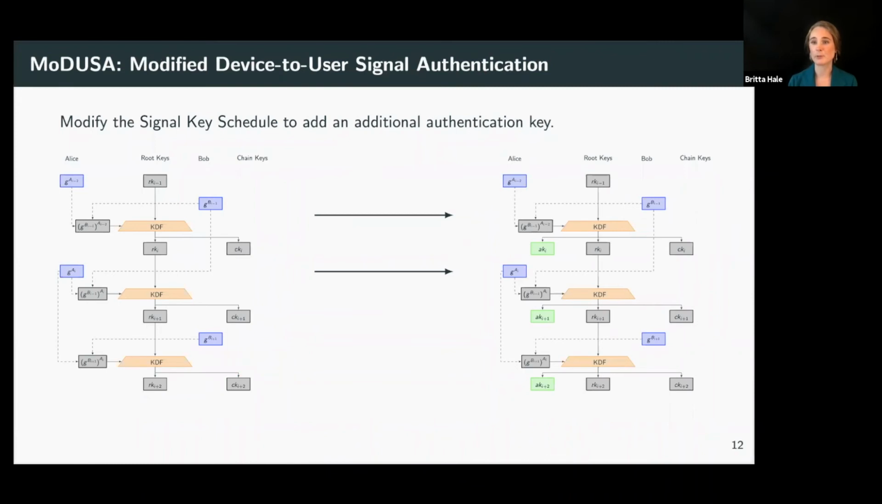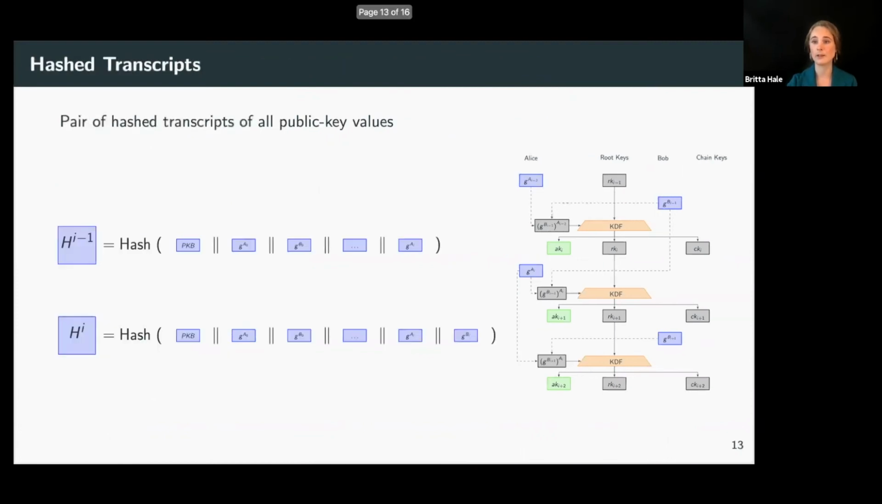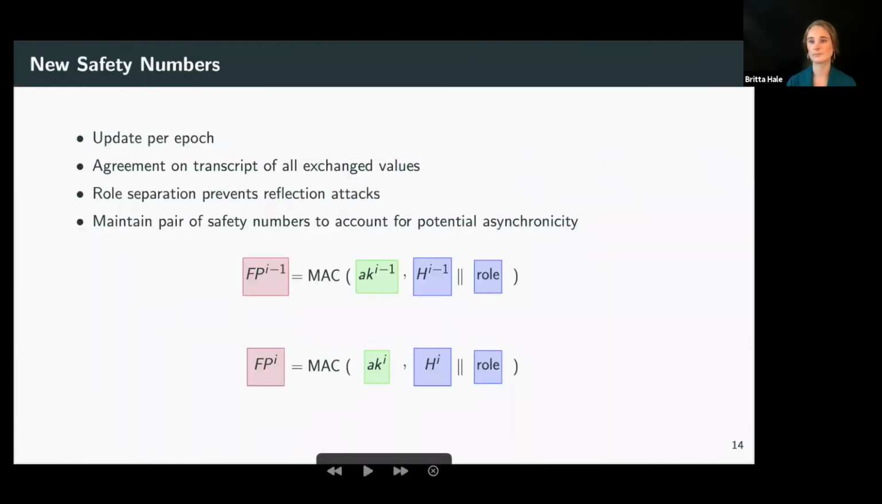To fix this, we propose a modification of the Signal Authentication Protocol, Medusa. This modification is in three parts. First part is we modify the key schedule to compute an extra authentication secret per epoch. The second part is that we maintain a hash over all publicly exchanged information between the parties. Finally, we compute safety numbers differently than in Signal.